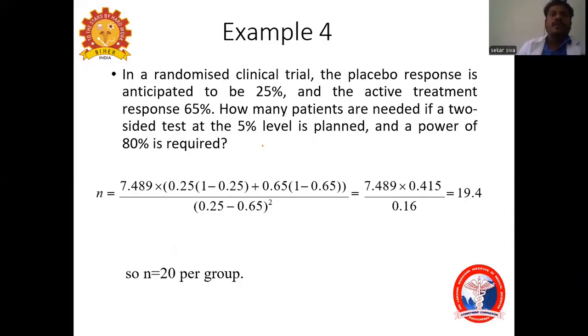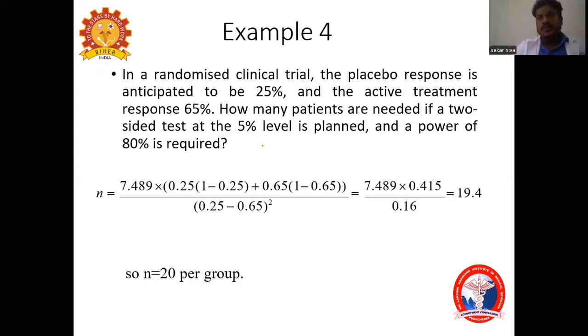So for example, in a randomized clinical trial, the placebo response is anticipated to be 25 percentage and the active treatment response 65 percentage. How many patients are needed if a two-sided test at a 5 percentage level is planned and the power of the study is 80 percentage? The placebo response is 25 percentage and the active treatment is 65 percentage. These are our main parameters to consider for sample size.